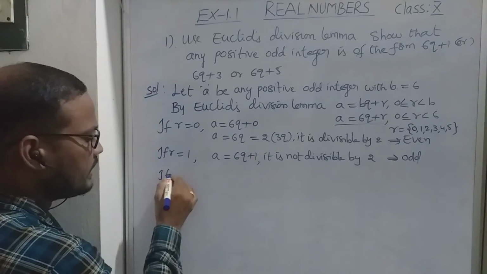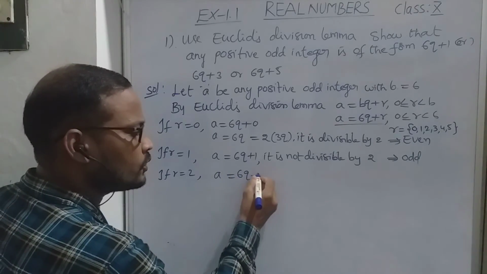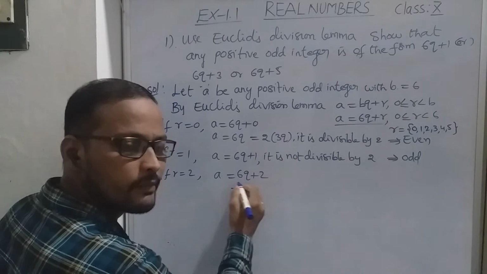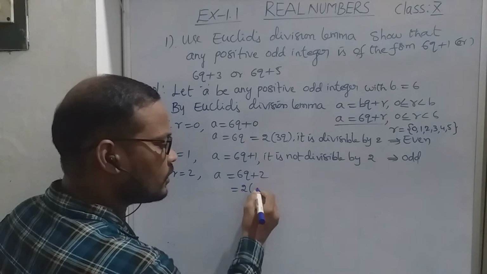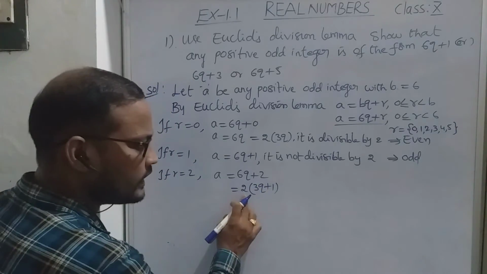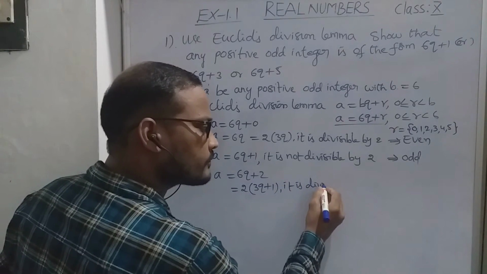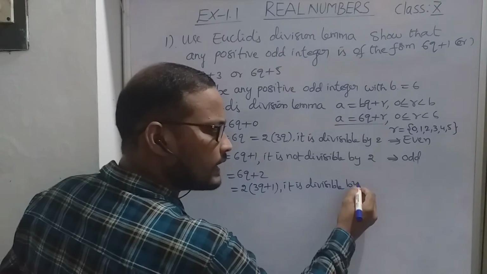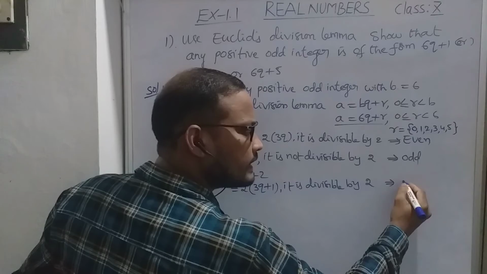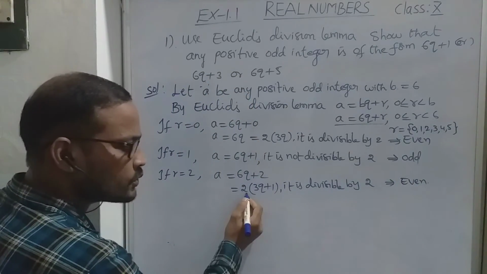So next, if r is equal to 2, then a is equal to 6q plus 2. Now in this case, 2 is taken as common in both terms. Taking 2 as common, 3q plus 1 is the quotient. Now 2 into 3q plus 1 is divisible by 2. That's why it is an even number. Understood, children? Why? Because it contains 2 as a factor.